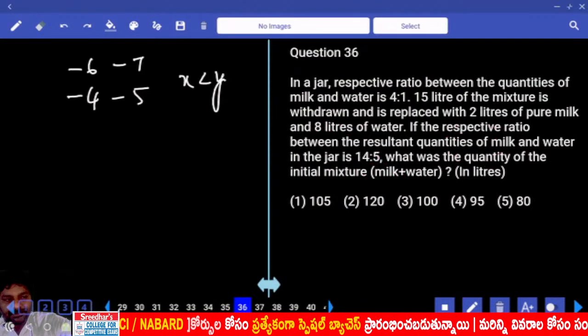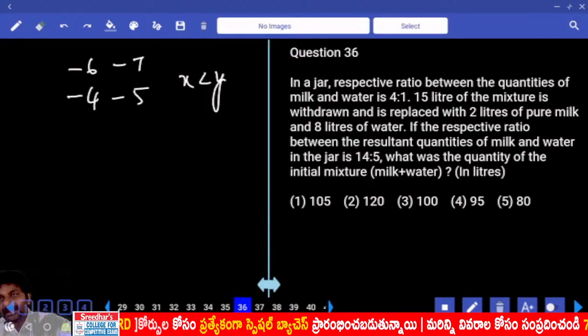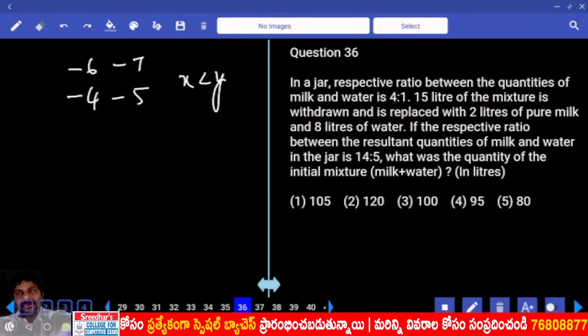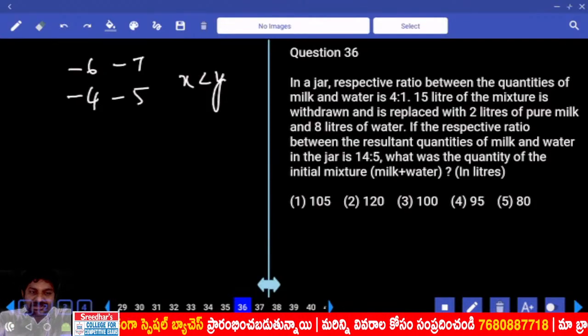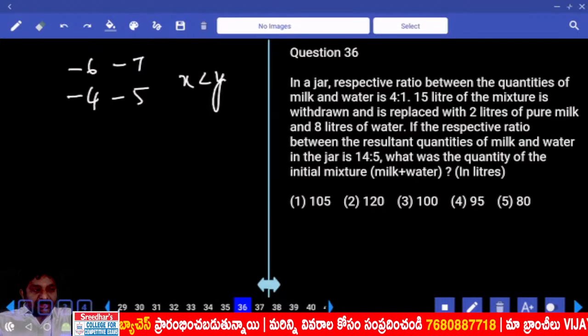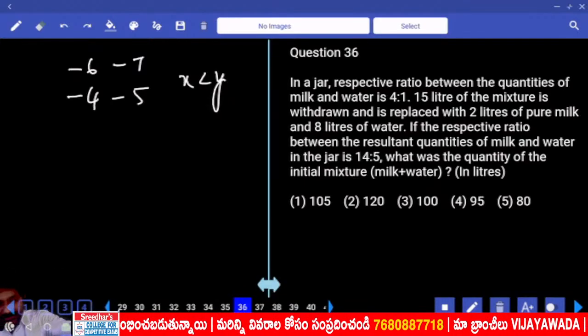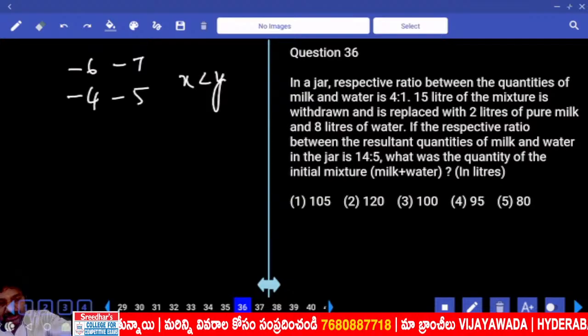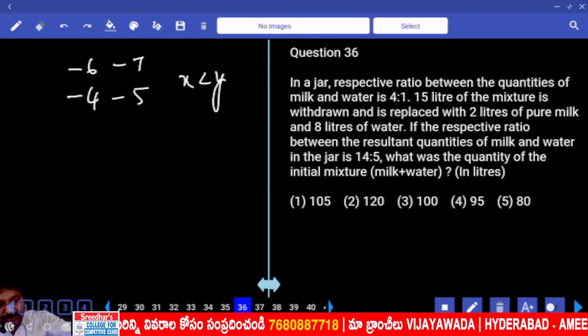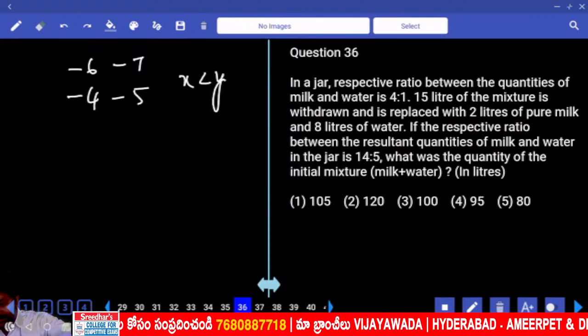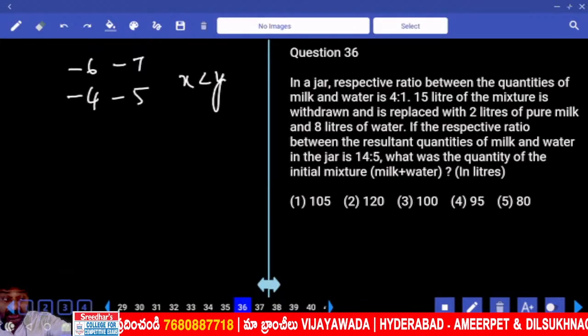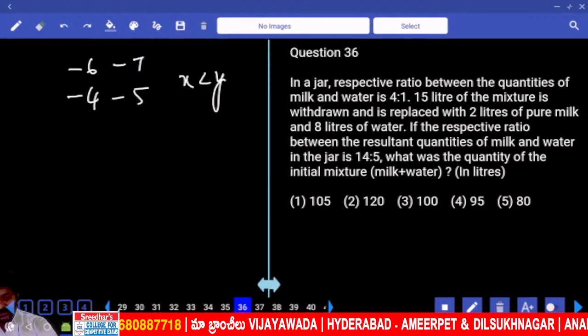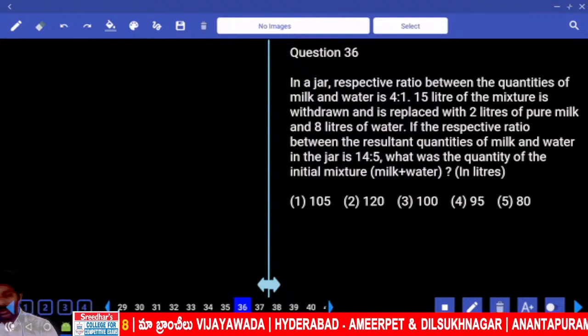In a jar, the respective ratio between quantities of milk and water is 4:1. 15 liters of the mixture is drawn and replaced with 2 liters of pure milk and 8 liters of water. If the respective ratio between the resultant quantities of milk and water in the jar is 14:5, what was the quantity of the initial mixture, which includes both milk and water?